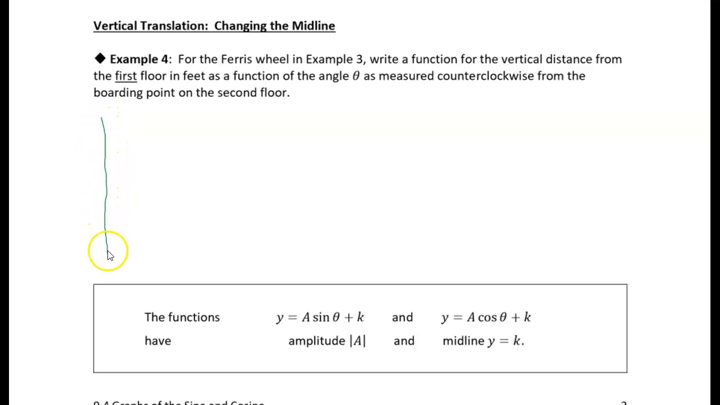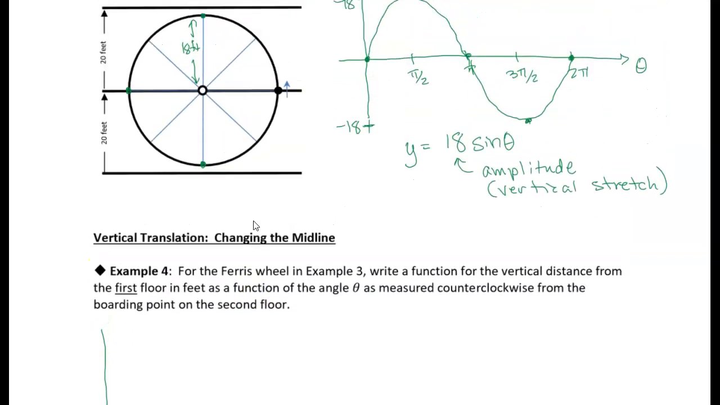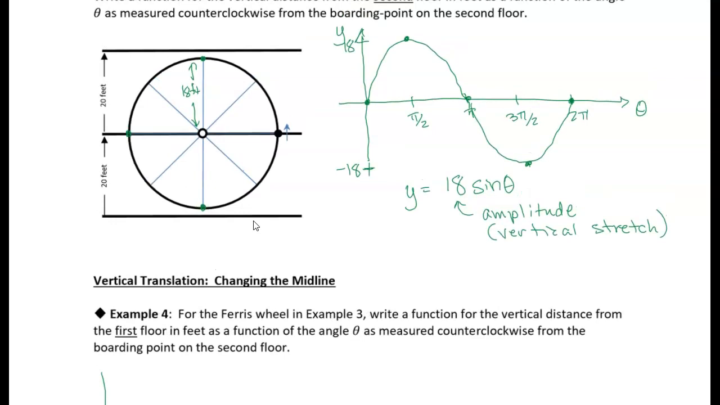All right, so again, I'm just going to show one cycle. Now if you look at our diagram here, we're starting out 20 feet above the first floor, right? Because this is our first floor. We're getting as high as 20 plus 18, so 38 feet above the first floor. Then we come back down to 20 feet. And then down here at the bottom, we're only 2 feet above the first floor.